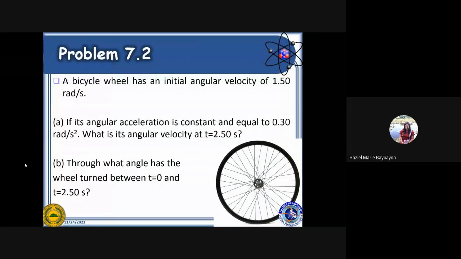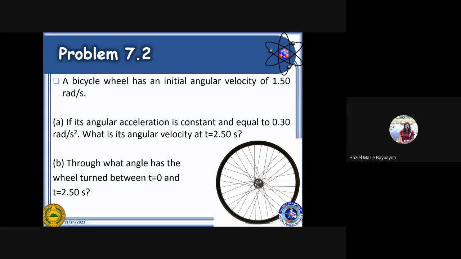All right. So, for the next problem, we have a bicycle wheel with an initial angular velocity of 1.5 radians per second. If its angular acceleration is constant and equal to 0.3 radians per second squared, what is its angular velocity at t equals 2.5 seconds? And then through what angle has the wheel turned between t equals 0 and t equals 2.5 seconds?